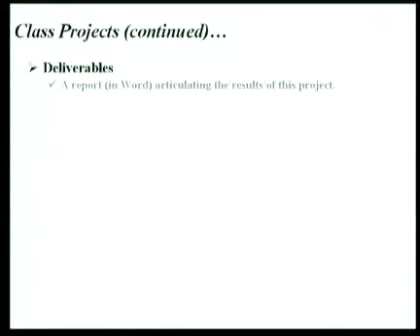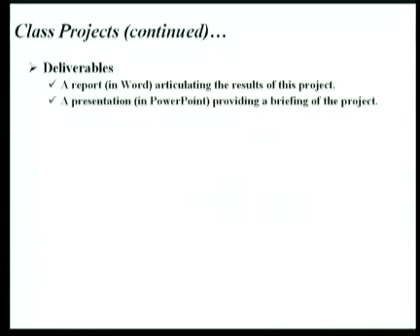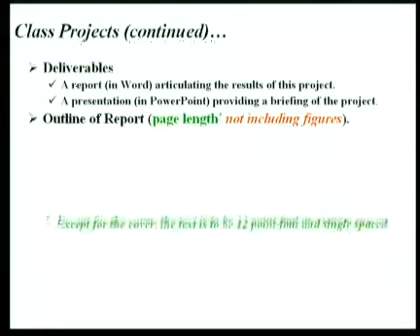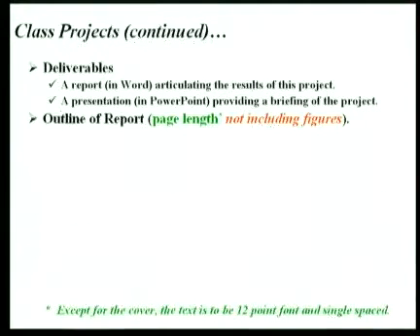The deliverables for the class project are first a report in a Word file that articulates the results of the project, a presentation in PowerPoint that provides a briefing of the project, and we want an outline of the report. Here it is. I'm going to tell you the targeted page length that does not include the figures, and this is all the pages except for the cover. I want everything to be in 12-point font and single-spaced. And I mentioned this before. I've had other students in other classes try to game this, so to speak, by introducing 18-point font and triple space. Let's not go there. Let's use 12-point font and single space.